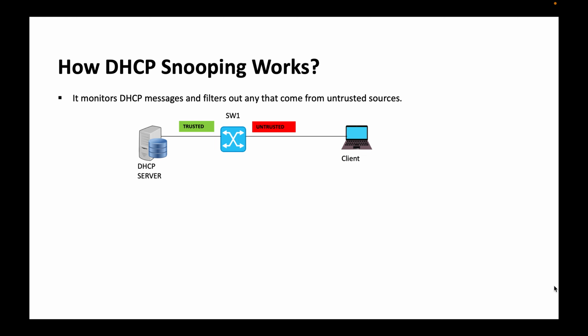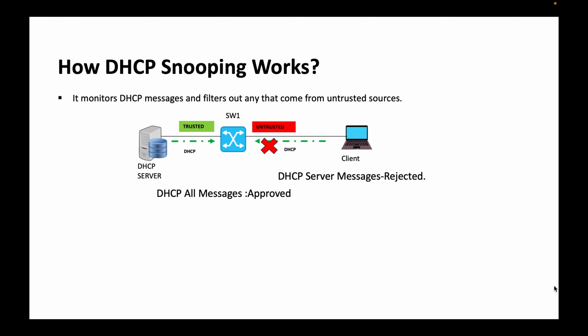So with that, what I mean is, for example, on the left, if you see, it's a trusted port. All the DHCP messages are approved. On the right, if you see, I have an untrusted port. So any DHCP server messages are discarded if they are initiated by a client connected to this port. Actually, it blocks all the server messages. Any messages from the DHCP server, it blocks.